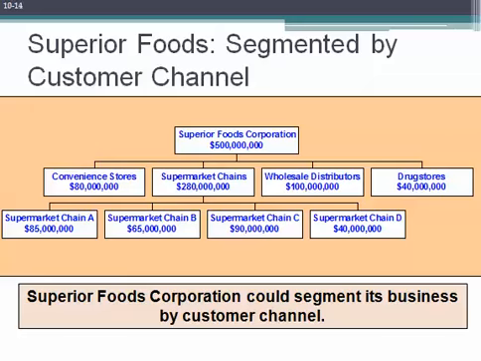Superior Foods could also think about segmenting, say, by customer channel. We've got convenience store sales, supermarket chains, wholesale distributors, and drugstores. Those could be our 4 different channels. And then within a channel, we might segment further by supermarket chains, A, B, C, and D under the supermarkets.